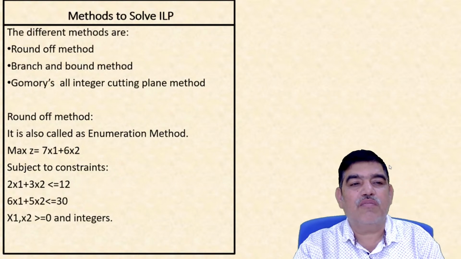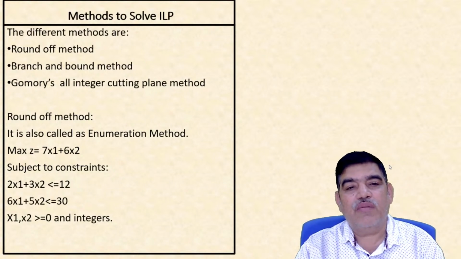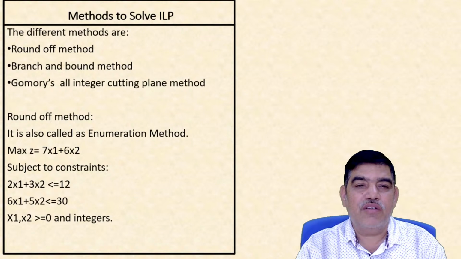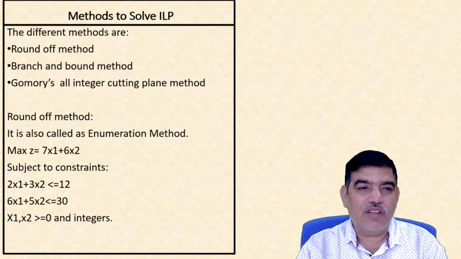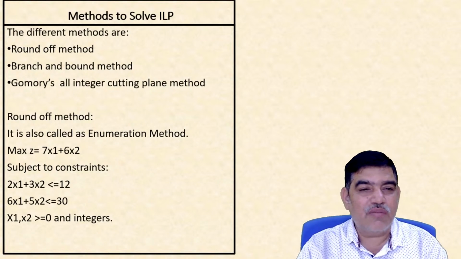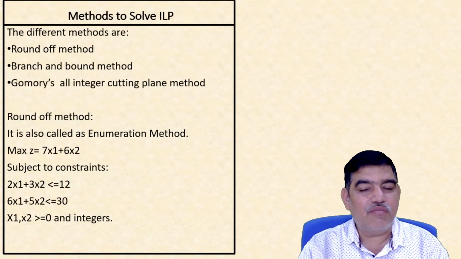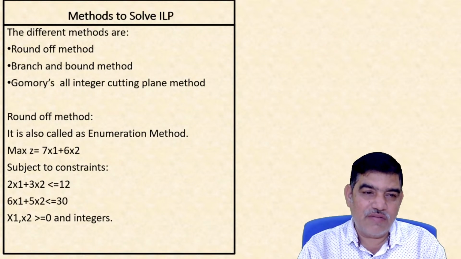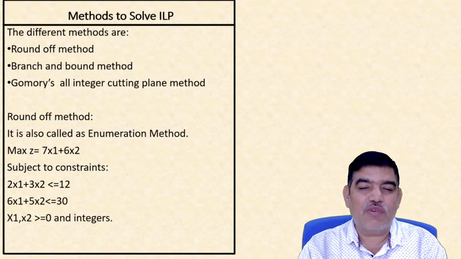So, methods to solve the integer linear programming problem. Till now we know what an integer linear programming problem is, what the restrictions are, and what the different types are. One is pure, where all decision variables must be integer. Mixed means some are integer and some are real. And the third one is 0-1 integer, where the decision variable is either 0, not happen, or 1, happen.